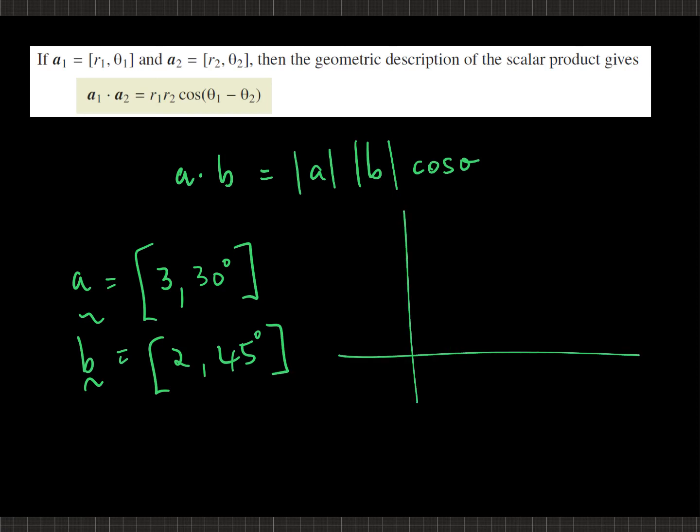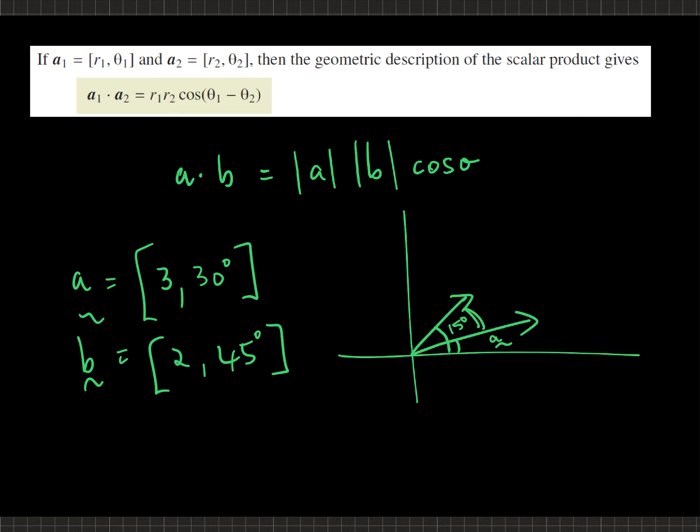So we've got a situation like here, we've got 30 degrees like that would be vector a, and vector b, 2 units long, 45 degrees, okay? So what is the angle between them going to be? Well, it's going to be 45 take away 30, isn't it? So the angle between those is going to be 15 degrees for that bit there.